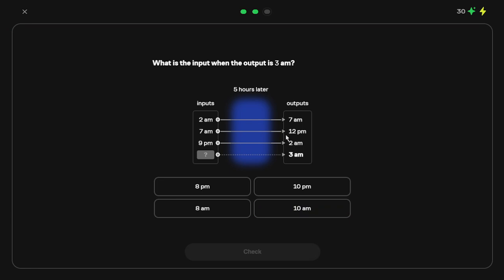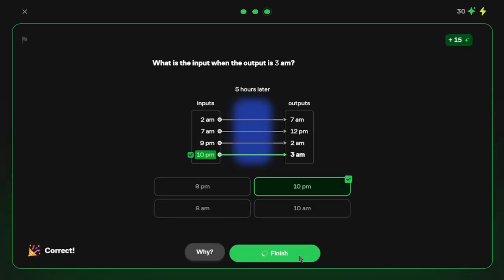Next, we're going to find the input from the output. So it's actually input to output, but now we do output to input, so we need to do the opposite way. Instead of adding 5, we're going to subtract 5. 3 minus 5, maybe that's negative 2. But there's 12 p.m. as well, so 12 p.m. goes to 11 a.m. and then 10 a.m. Wait, no, it's 10 p.m. Oh, I misclicked. So we're done with the warm up.